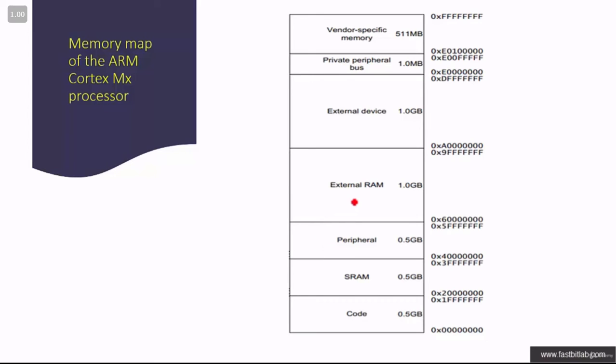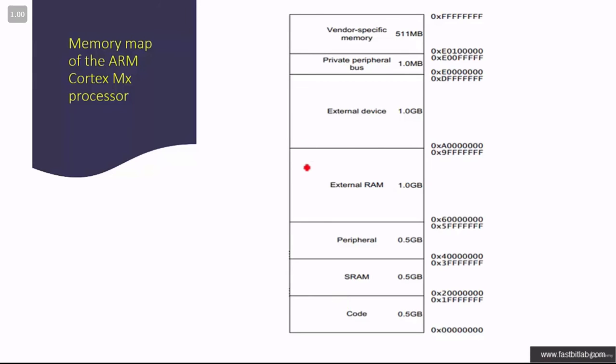If you have any external RAM such as SDRAM, that would fall in this region. That means when the processor produces this address, it would be talking to the external RAM. It will not be talking to these peripherals or these memories. That's a mapping of different regions in a processor's addressable memory location range. That's what we call a memory map.